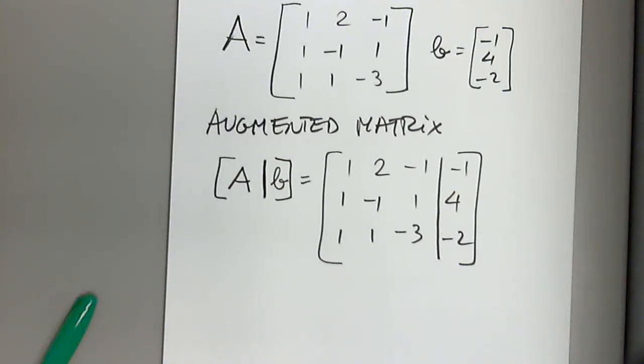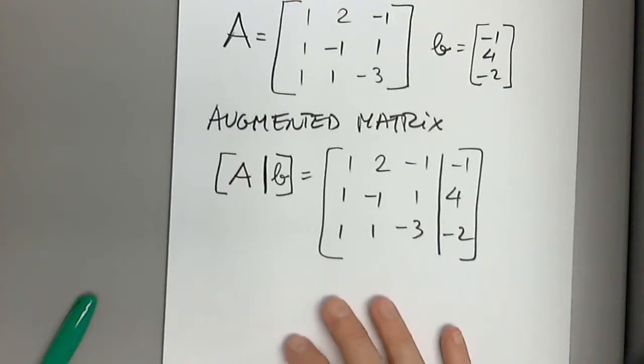So this is so far just notation. We haven't done anything. If you show me this, and you don't show me anything else, I know exactly what it represents. What it represents is this: x plus 2y minus z equals negative 1. x minus y plus z equals 4. And x plus y minus 3z equals negative 2. I don't even need to know where it's coming from. I'll tell you what it is.